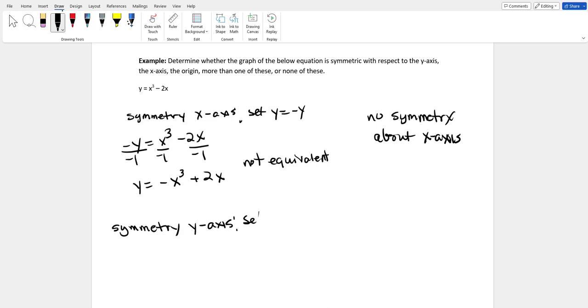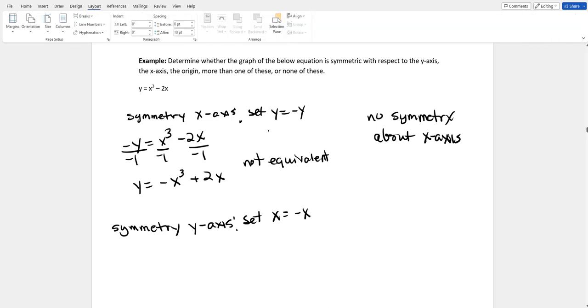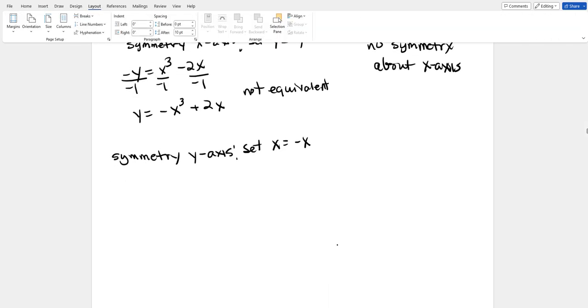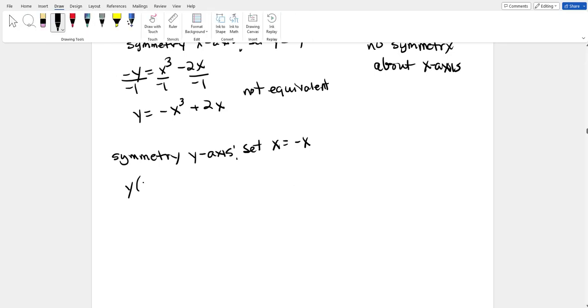Alright, so we're going to set x equal to negative x. So we'll have y is equal to negative x cubed minus 2 times negative x. I get negative x cubed is just negative x cubed plus 2x. As you can see, this is not equivalent to my original problem. So there's no symmetry about the y-axis.